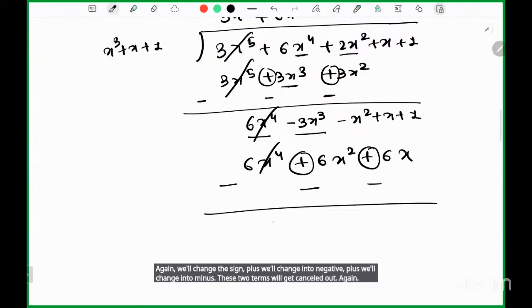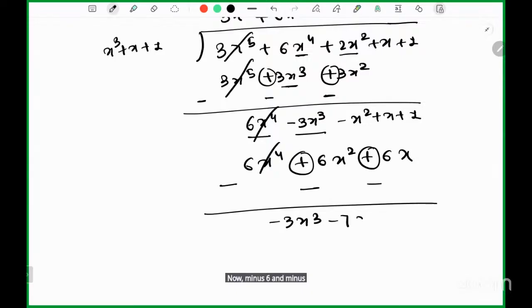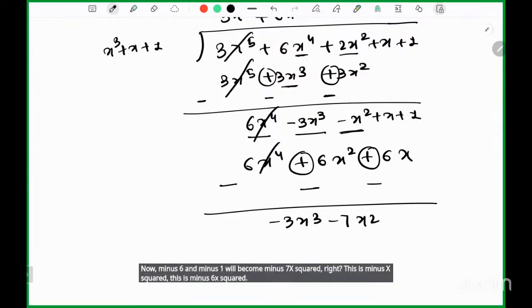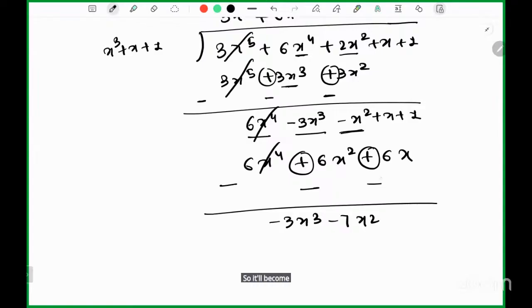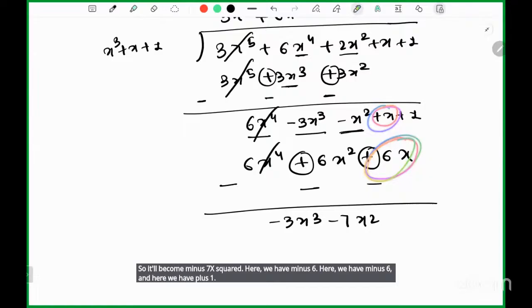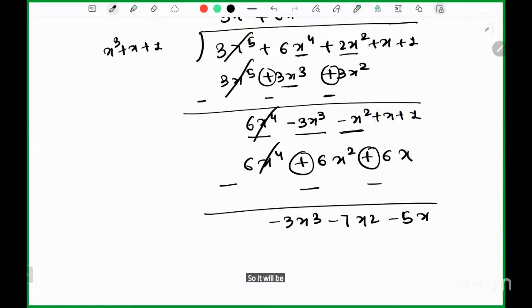Again, we have minus 3x cube here. Now minus 6 and minus 1 will become minus 7x square. This is minus x square, this is minus 6x square, so it will become minus 7x square. Here we have minus 6x and here we have plus 1, so it will be minus 5x and then plus 1.